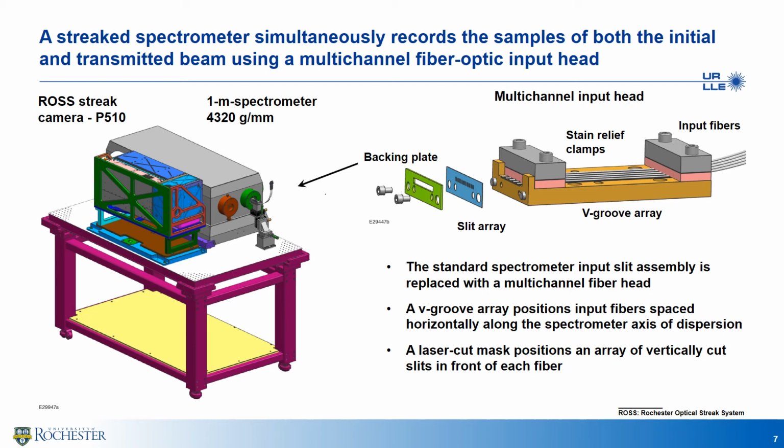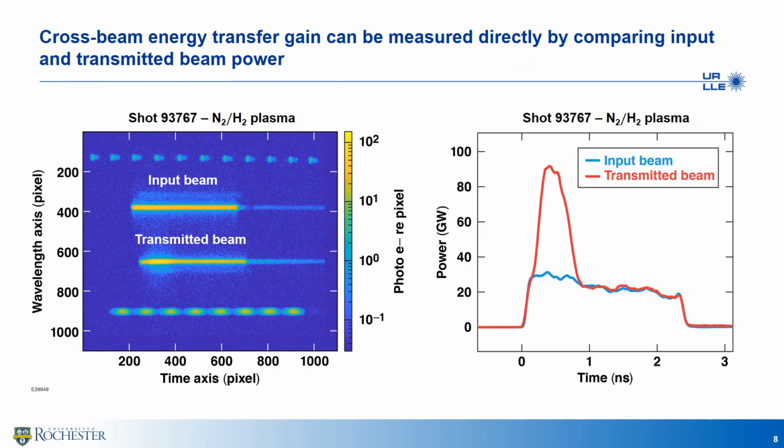The spectrometer is a 1 meter focal length Czerny-Turner and uses a 4,300 grooves per millimeter grating. This provides about 7 picometer spectral resolution. Here's an example of a typical streaked image shown on the left. The input beam channel is at the top of the image and the transmitted beam is at the bottom. 500 micron slits were used for this shot.